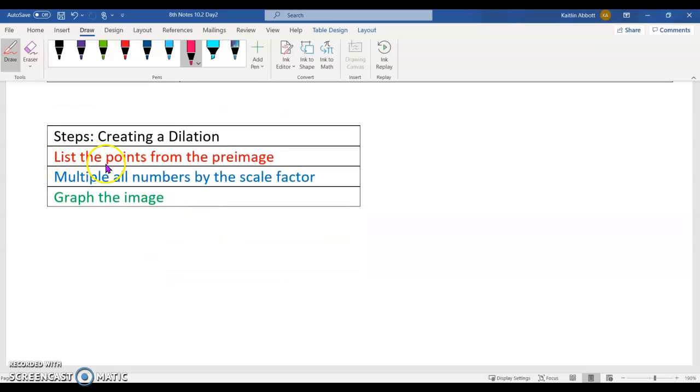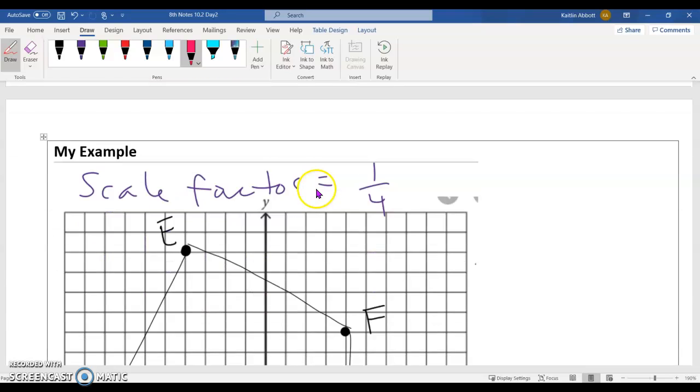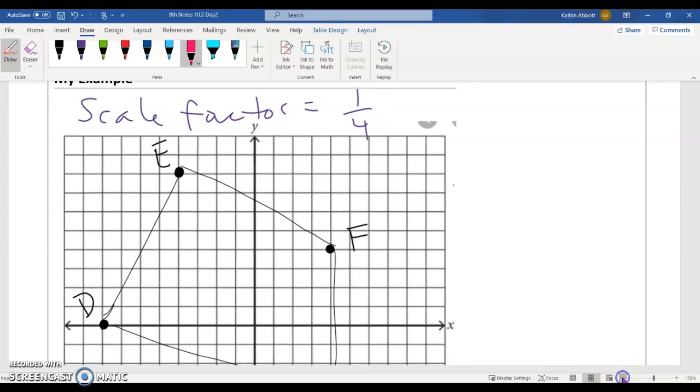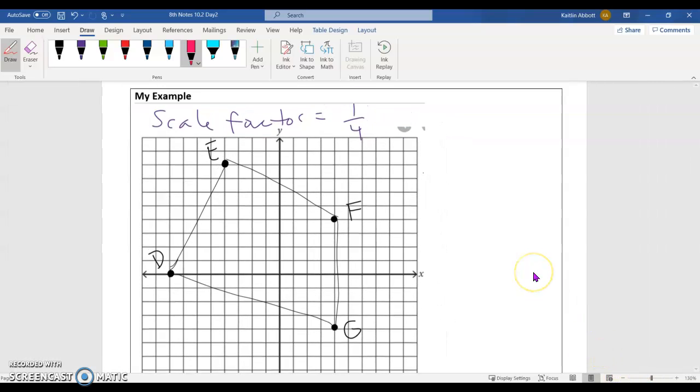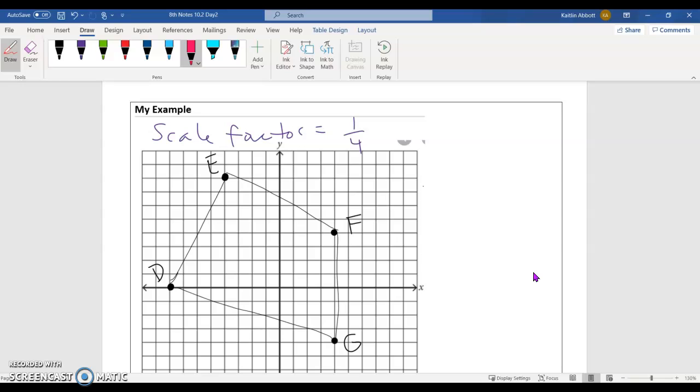So first things first, we're going to list the points from the pre-image, and then we're going to multiply all the numbers by the scale factor, and then we got to graph the image. So here is my problem that I'm going to do for you. So watch me. I'm going to get the ordered pair for all of these dots.